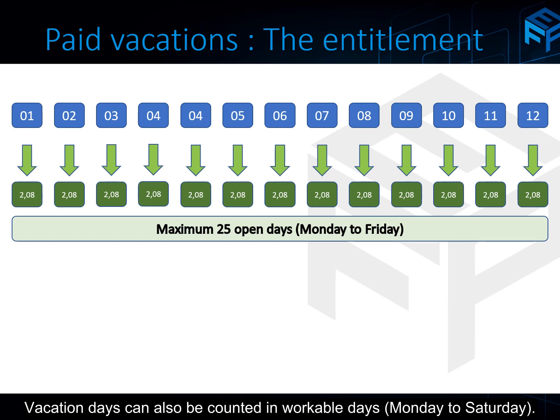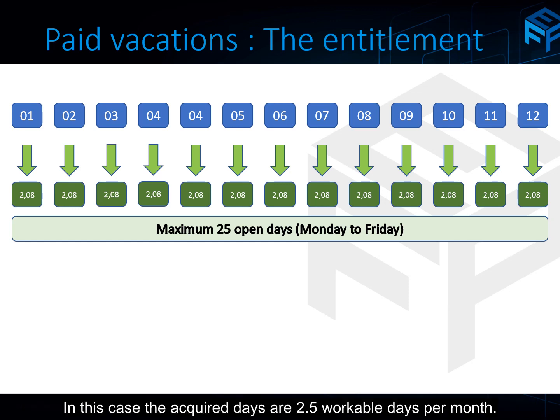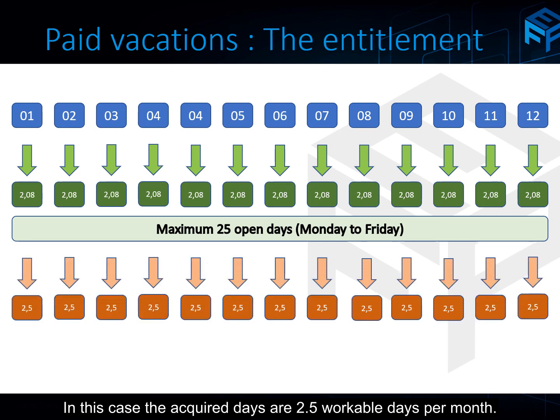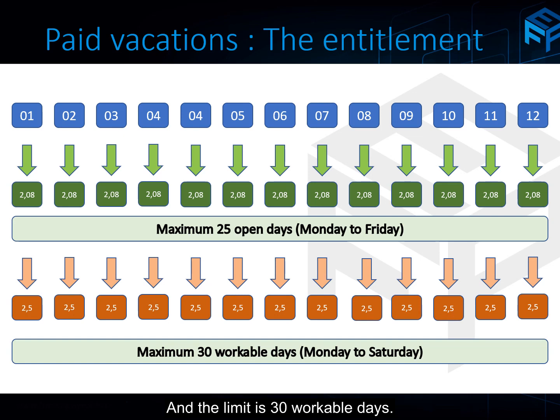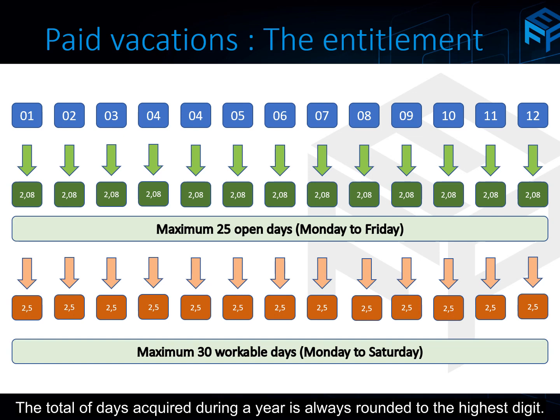Vacation days can also be counted in workable days. In this case, the acquired days are 2.5 workable days per month, and the limit is 30 workable days. The total of days acquired during a year is always rounded to the highest digit.